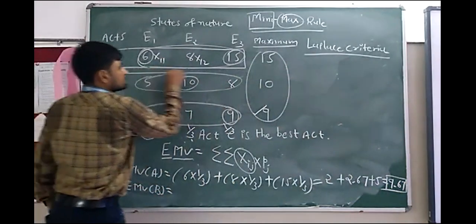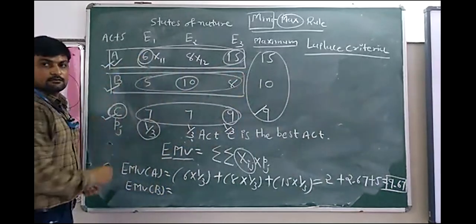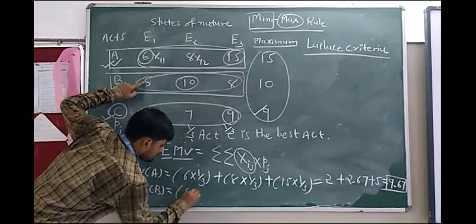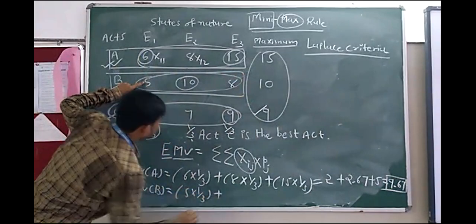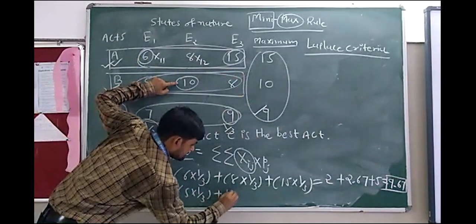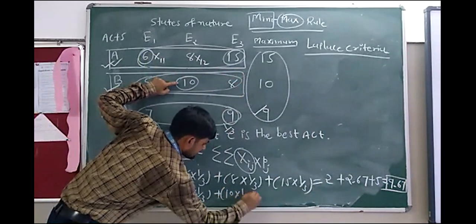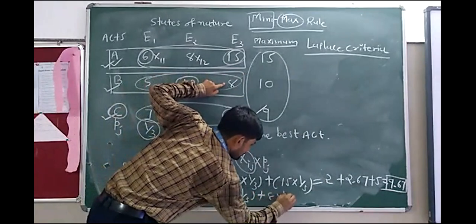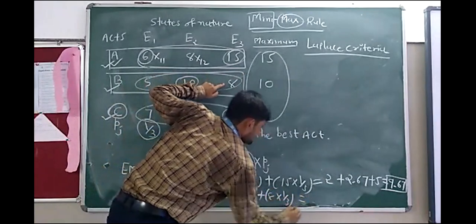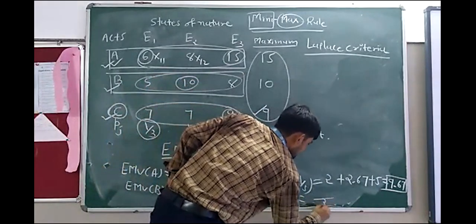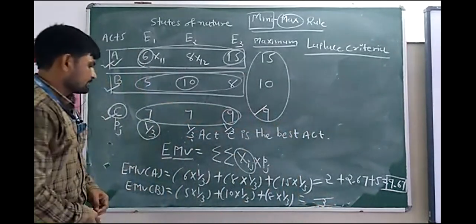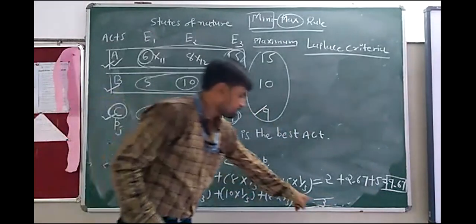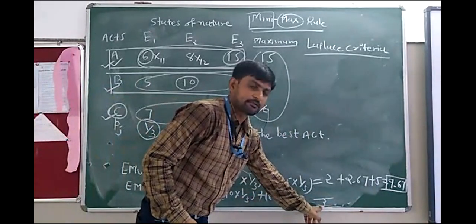Now we'll use this payoff instead of this. And again, probability is the same. So what we can do? 5 into 1 upon 3 plus 10 into 1 upon 3 plus 8 into 1 upon 3. Now here you can do a shortcut also. In each and every term, 1 upon 3 is common. So write down on the denominator side 3.